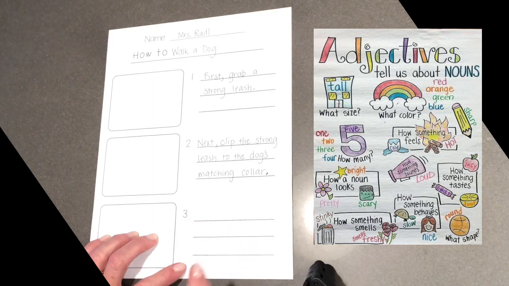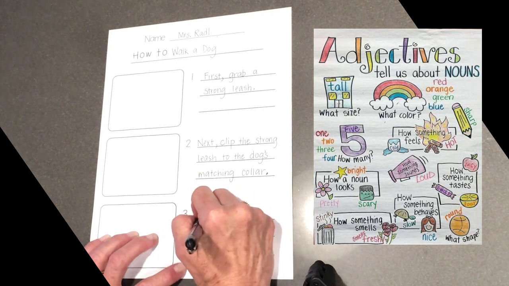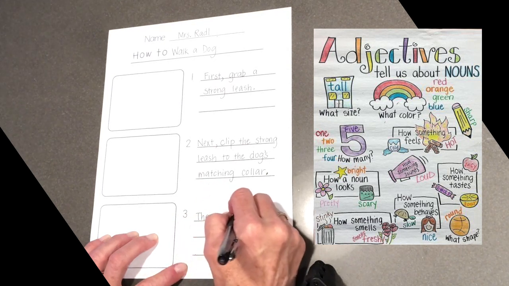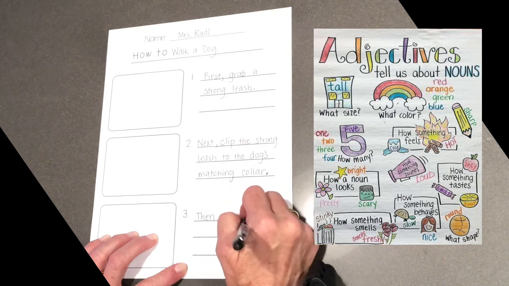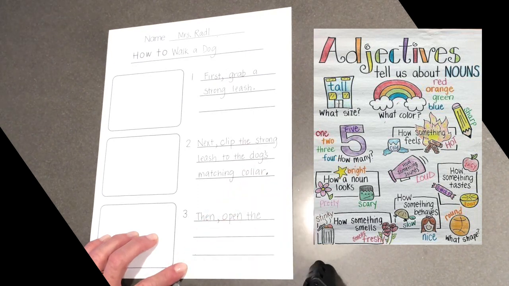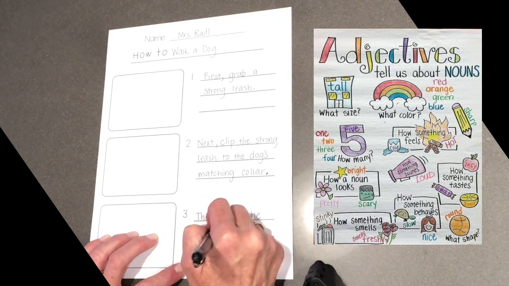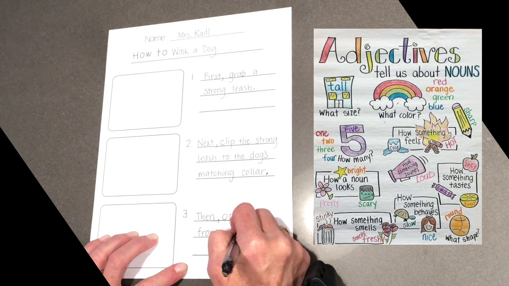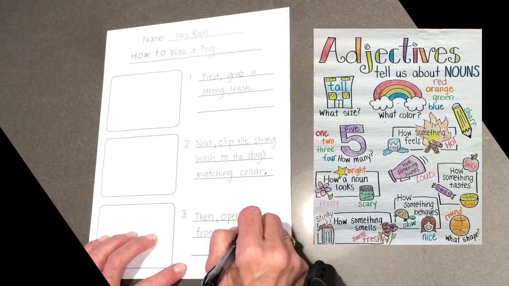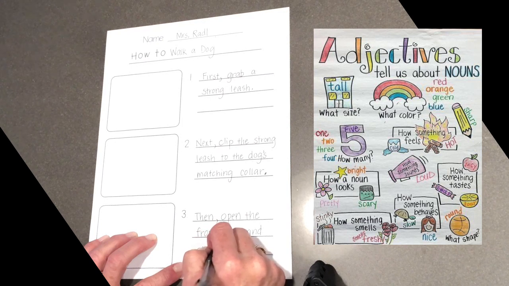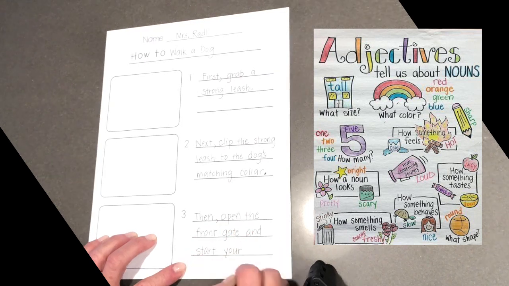My third step is then open the, I was going to write gate, but Mr. Radl gave me a clue. He said, why don't we open the front gate? So front describes the gate. And I'm going to make my sentence a long one. Then open the front gate and start your walk.